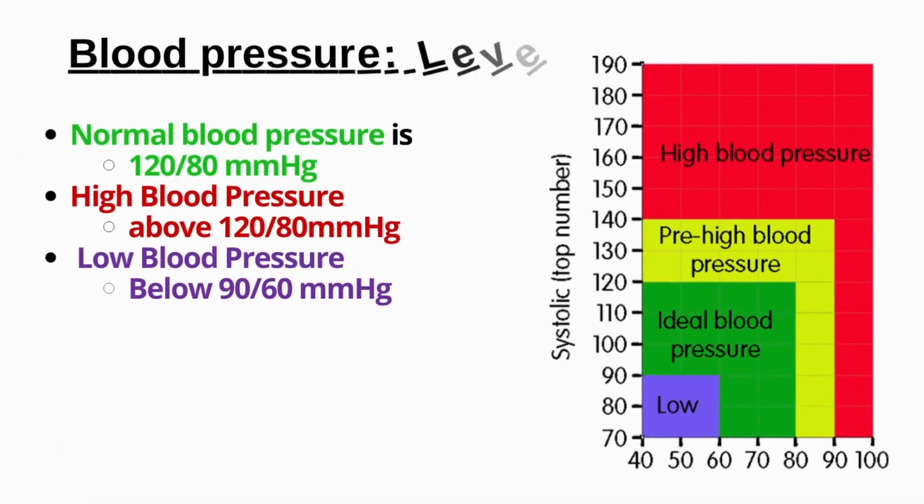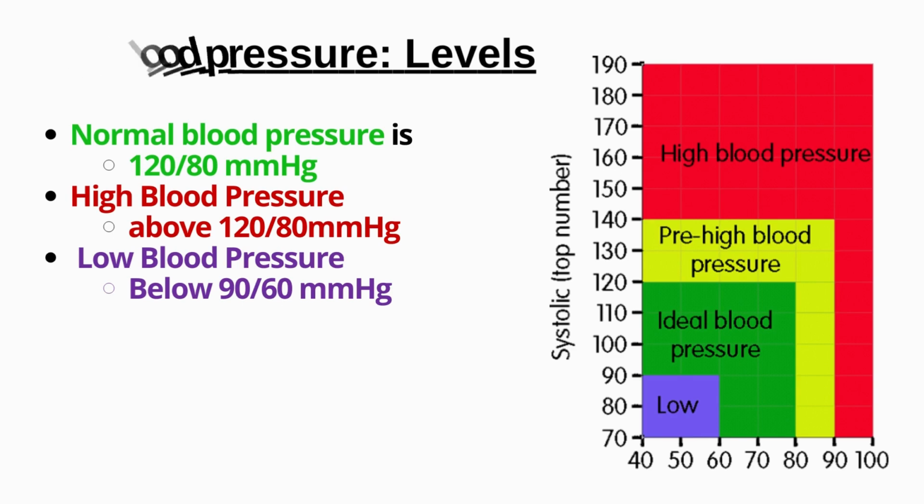Blood pressure levels. Let's talk about the levels of blood pressure. A normal blood pressure reading is around 120/80 mmHg. High blood pressure, also known as hypertension, is when your blood pressure consistently stays above 130/80 mmHg. On the other hand, low blood pressure, also known as hypotension, is when your blood pressure stays below 90/60 mmHg.